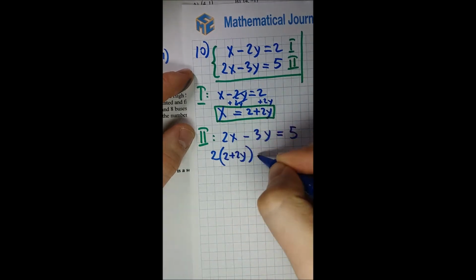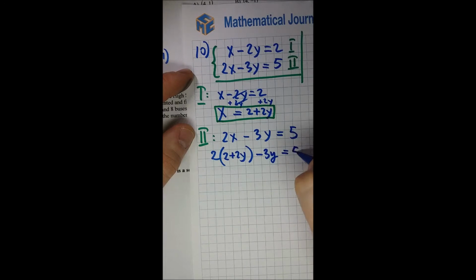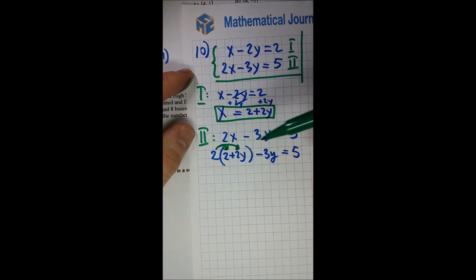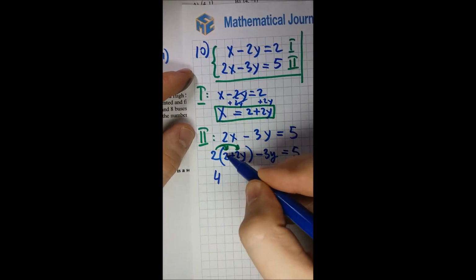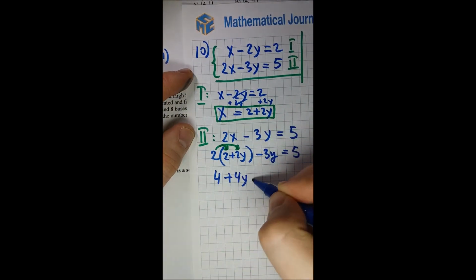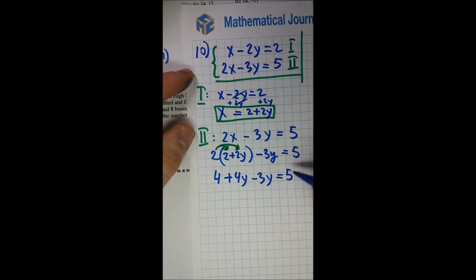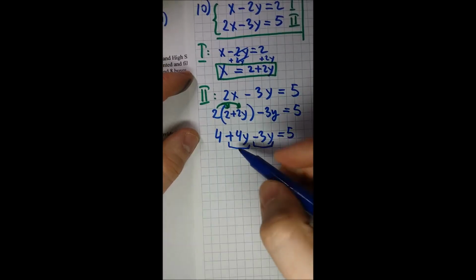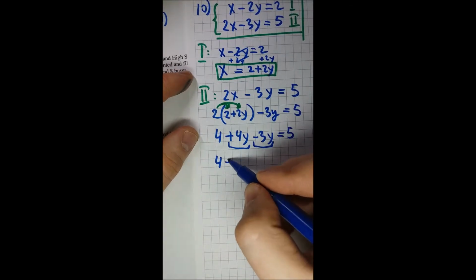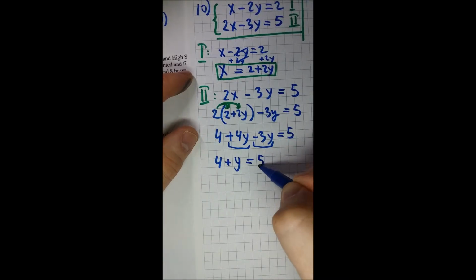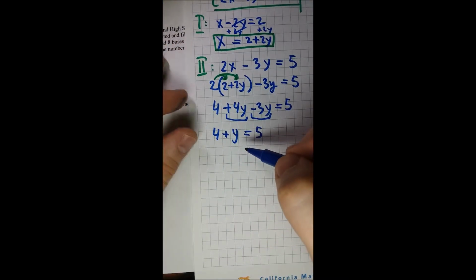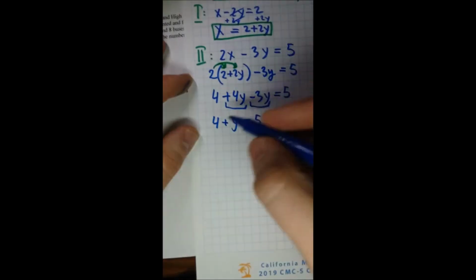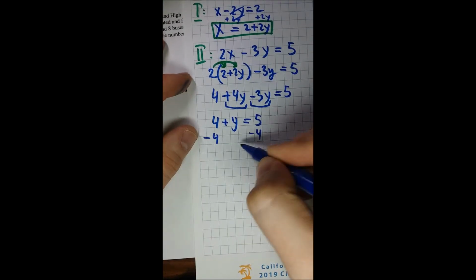2 times (2 plus 2y) minus 3y equals 5. Now you're doing distribution, okay? You distribute the 2 into the parentheses, so it's going to be 2 times 2 is 4, plus 4y minus 3y equals 5. Combining like terms, 4y minus 3y, so it's going to be what? 4 plus y equals 5. A lot of you guys will put plus 1y, which is okay, but we're not going to do that just yet. Okay, we're just going to go 4 plus y equals 5. Then we subtract 4 from both sides.